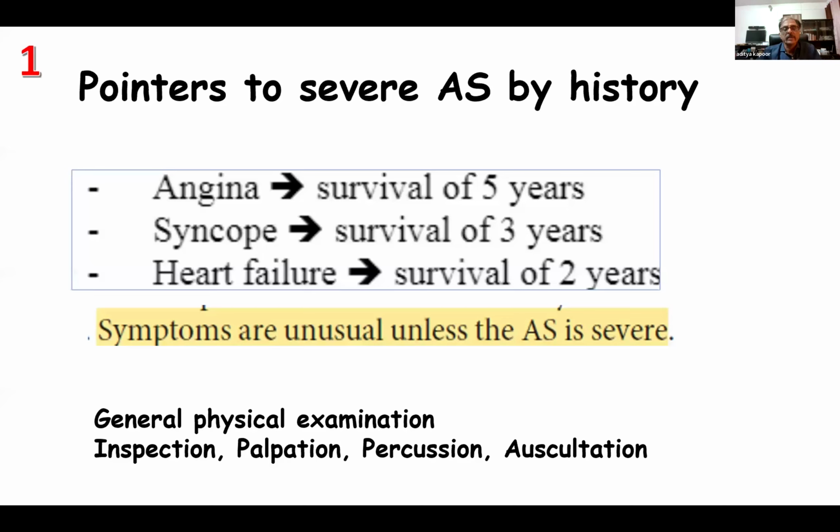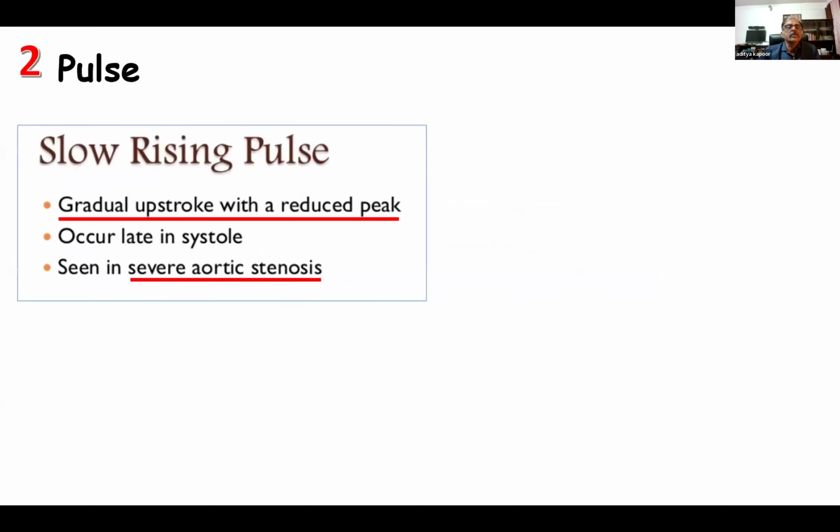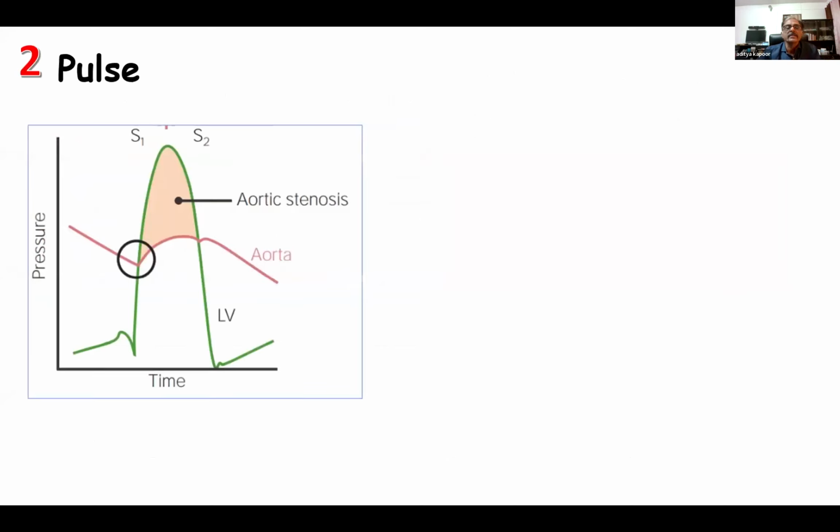So again, coming to the general physical examination, this is the first. Again, for aortic also I tried to bring in 10 points so that there is a uniformity to the discussion. Pulse: slow rising pulse, low amplitude parvus and a late peak tardus. The late peak happens because there is a prolonged ejection, there is obstruction to the flow.